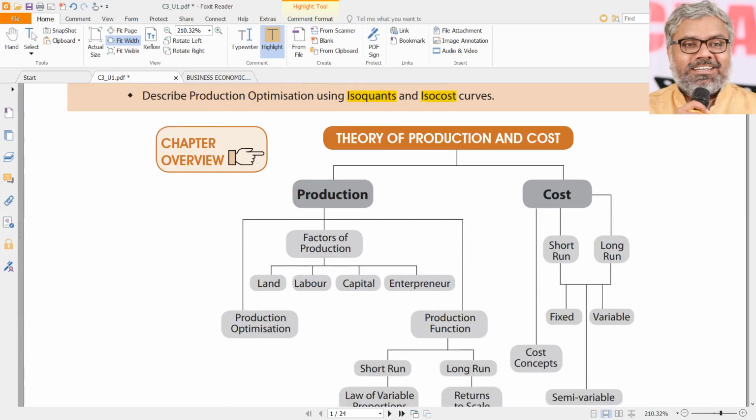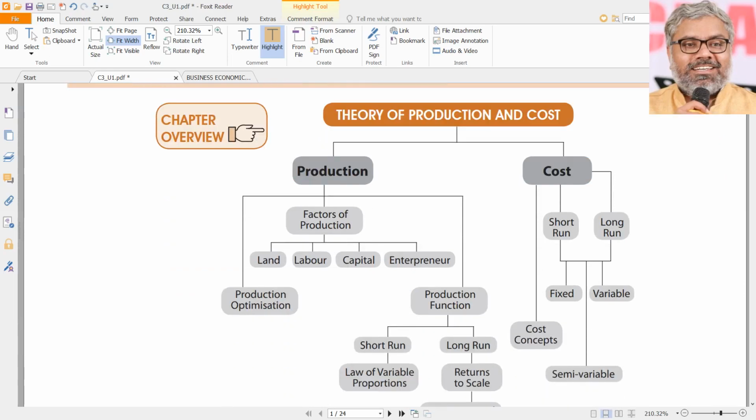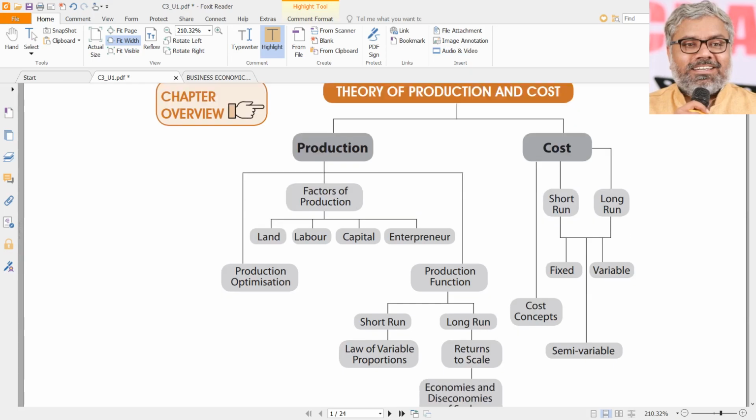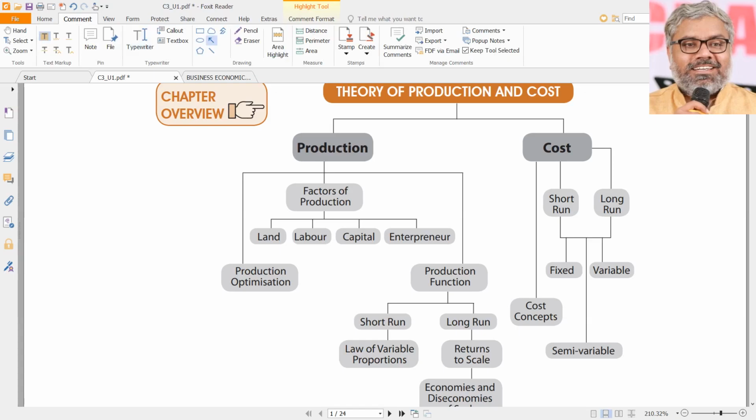And this is the summary of this chapter, or you can say overview of this chapter, which consists of both the theories of production as well as cost. And definitely we will discuss each of these items one by one. The theory of production is in unit 1 and the theory of cost is in unit 2.